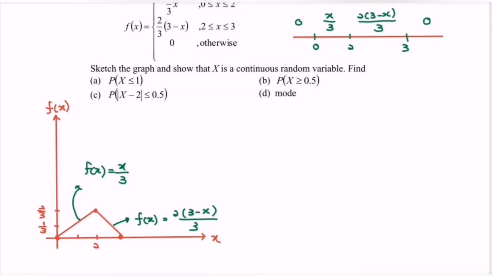Kindly refer to question D, mode. Mode means the highest probability. So kindly refer to the graph for the probability density function, and we have 2 over 3 as the maximum probability. So the mode will be x equals 2.